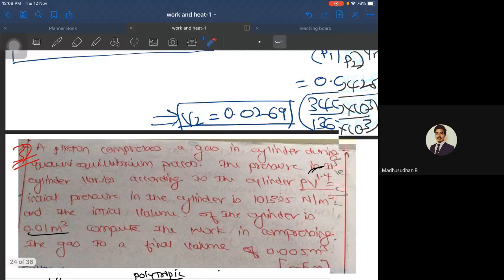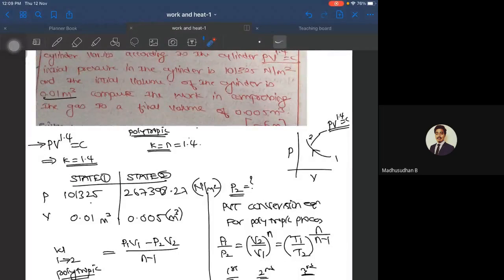So here you can see, since it is a compression process, it should move upward like this. If it was an expansion process, the pressure gets decreased, so it should go downward like this. Now it is a compression, so it should go upward like this.